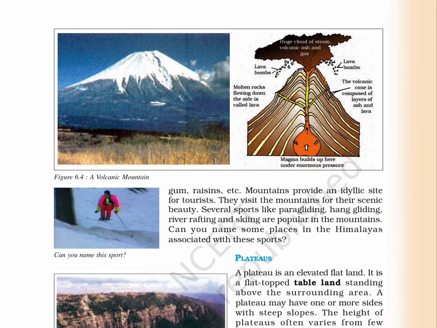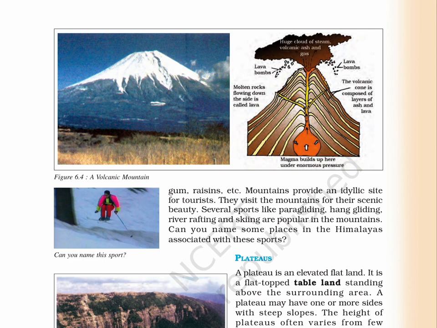Mountains provide an idyllic site for tourists. They visit the mountains for their scenic beauty. Several sports like paragliding, hang gliding, river rafting and skiing are popular in the mountains. Can you name some places in the Himalayas associated with these sports? Can you name this sport?